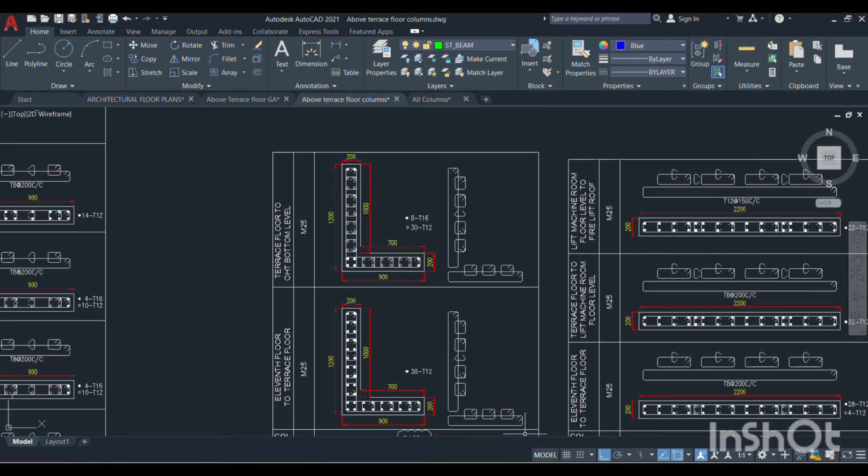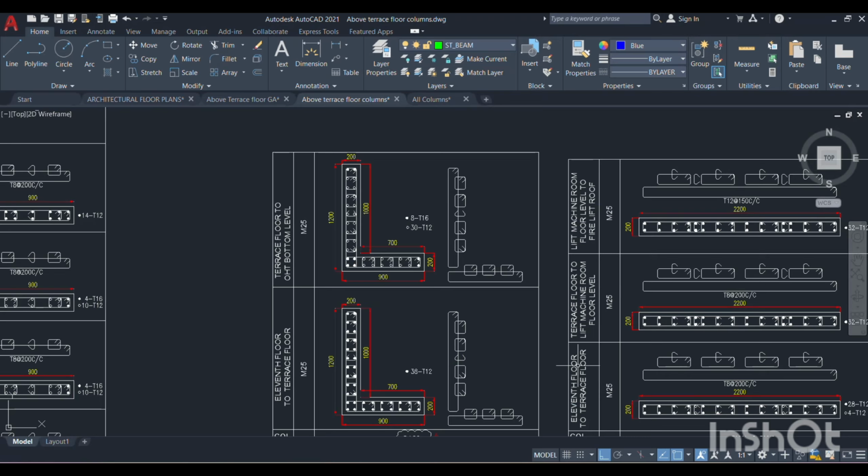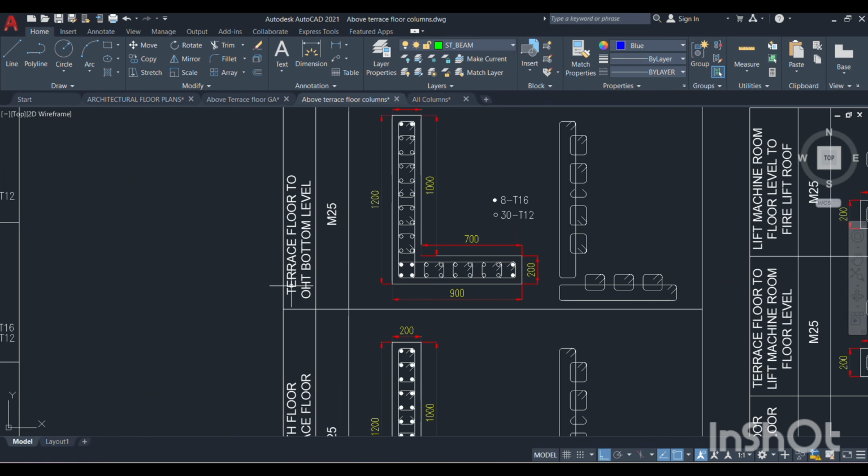So here what you have to do: for column number 109, out of 38 number before 11th floor slab column casting, we have to lap 30 number of 12 as the continuous rod, and 8 number of 12 is the curtail rod. These 8 number of 12 will not go above terrace floor, only 30 number of 12 is going above terrace floor. So this is the column rod from mid of the terrace floor to above terrace floor, and above terrace floor this height is also 3800. Why? Because this column is also going up to our OHT bottom level.